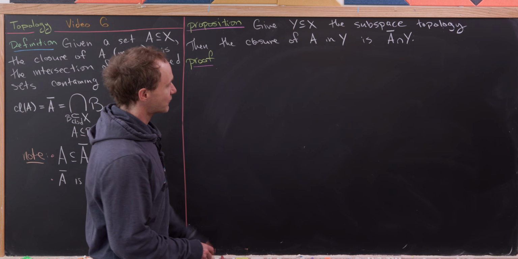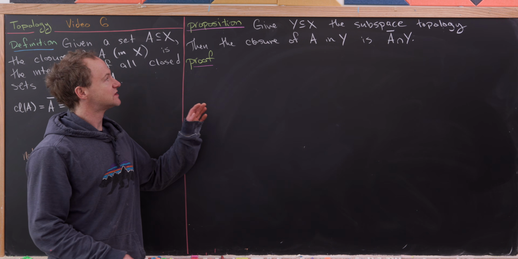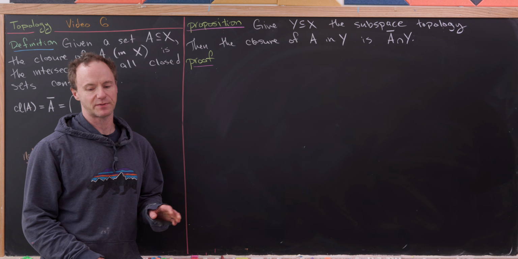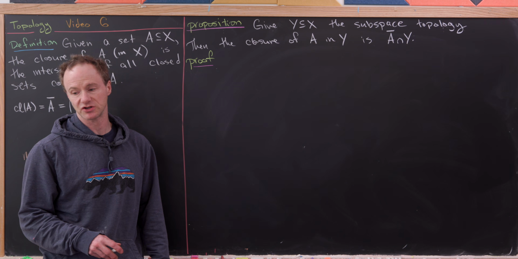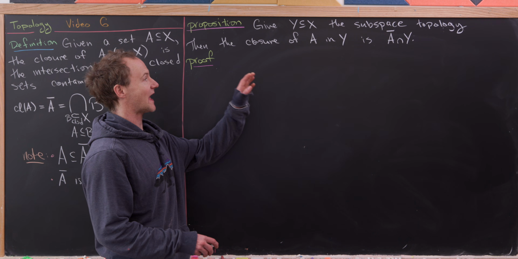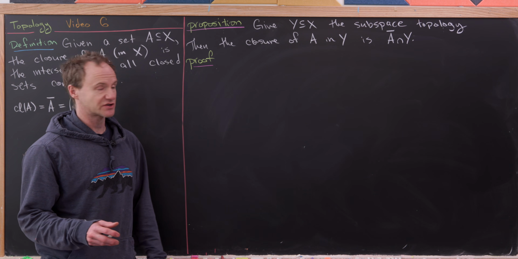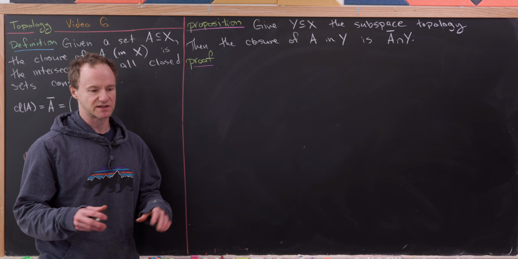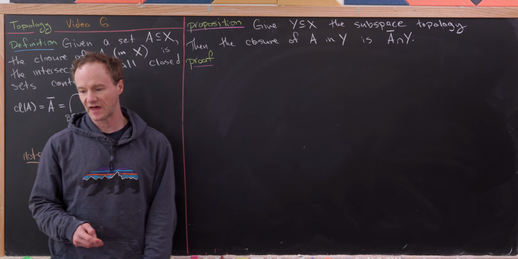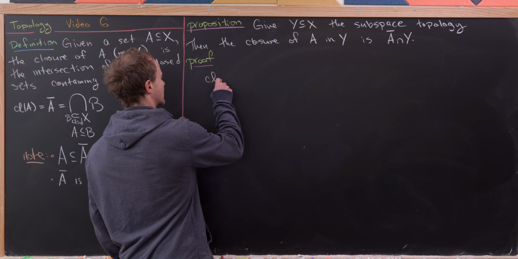Okay, so the first result that we'll look at involves the subspace topology. Let's give Y, which is a subset of X, the subspace topology. We talked about the subspace topology in a previous video. Then we'll prove that the closure of A in Y is simply the closure of A intersected with Y. In other words, it's the closure of A in the larger space intersected with our subspace. And this proof is just a straightforward calculation.